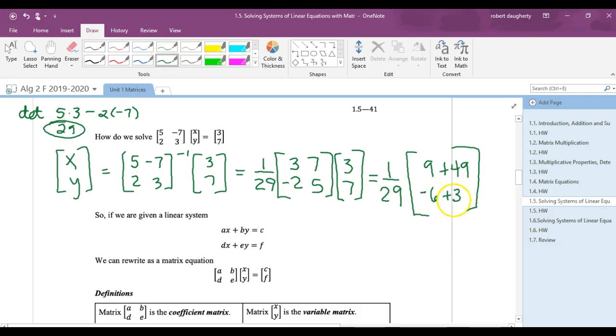Negative 6 plus 35. So this is what? 1 over 29. 49 plus 9 is 57, right? Oh, darn. It's not 57, it's 58. And this is 29. What is 58 divided by 29?